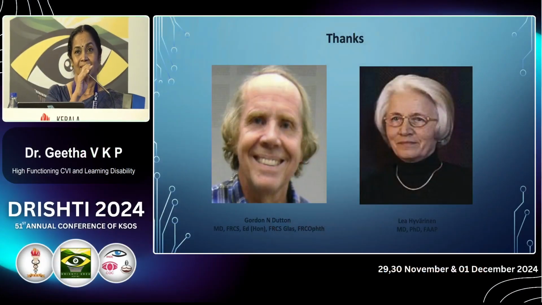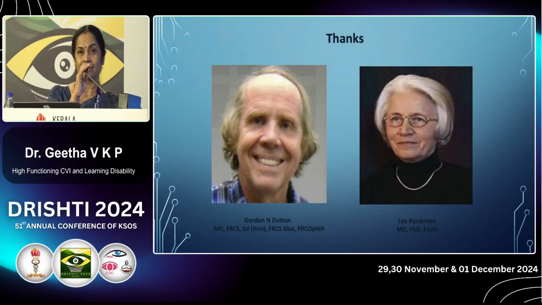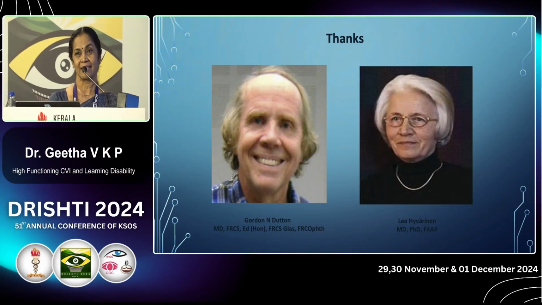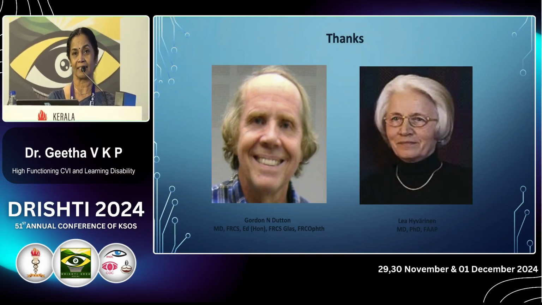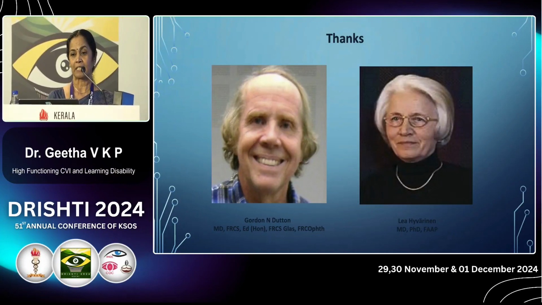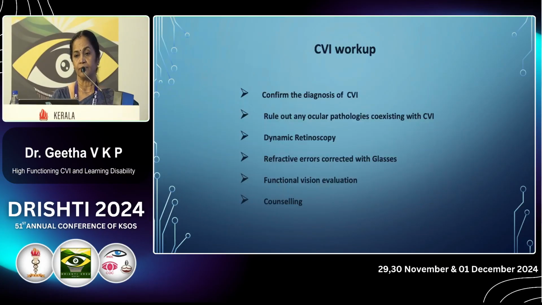First of all, let me express my sincere gratitude to the pioneers in CVI, Dr. Gordon Dutton and Dr. Lea Hyvärinen, for the inspiration and guidance in our CVI activities. The CVI workup has 6 components. First of all, we have to diagnose CVI, because all children who come to the CVI clinic may not be diagnosed or referred. So, first thing is diagnosis.